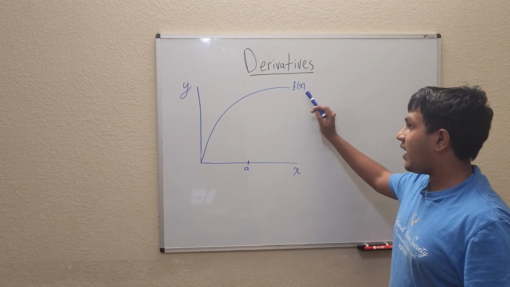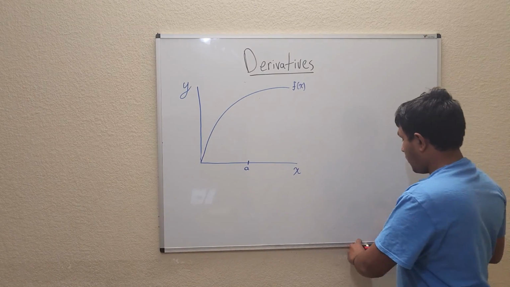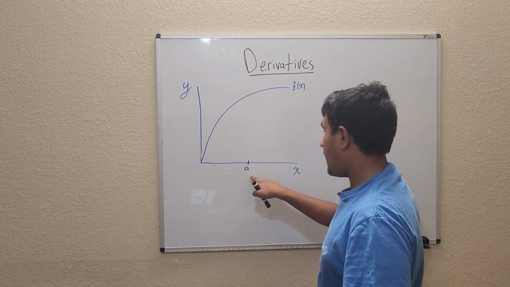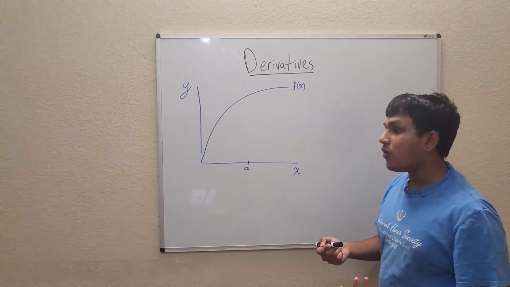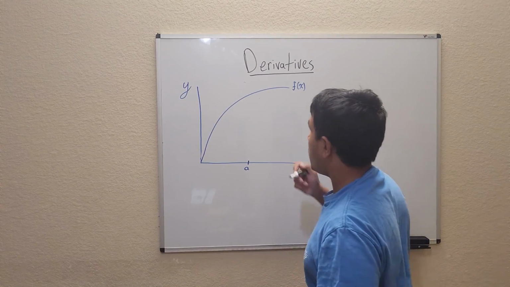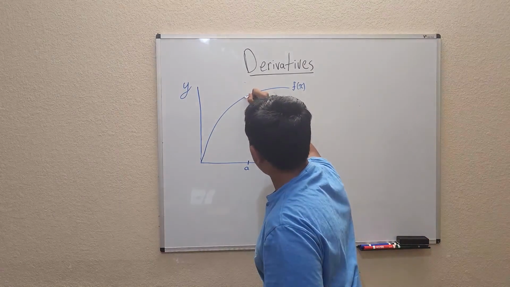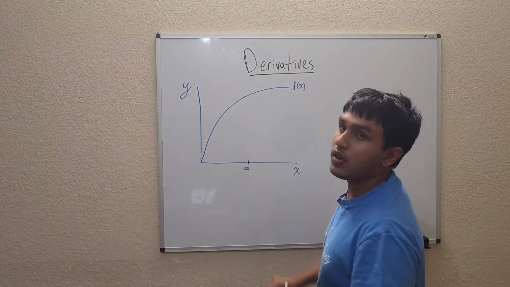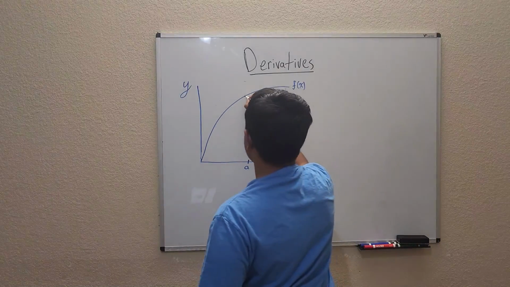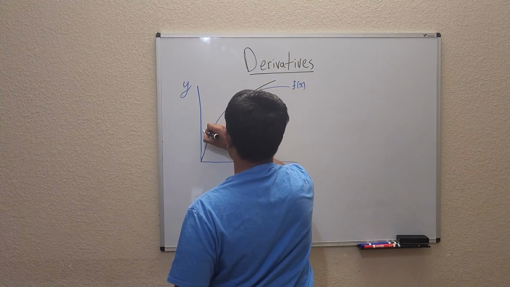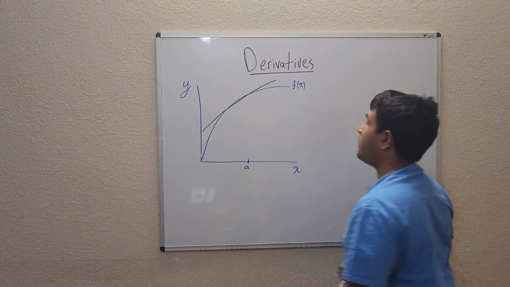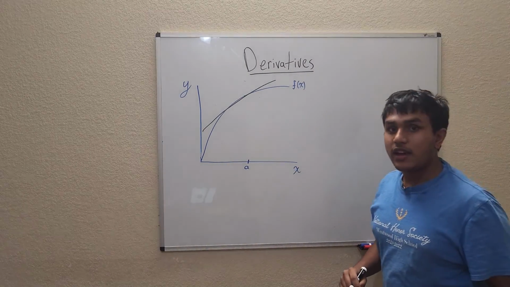First of all, we have f of x, okay? So if we have f of x and we have a point A, then at that point, we want to find out what is the slope of a line that touches only at that one point. Meaning a line that looks like this. What is the slope of that line? How do we find that out?